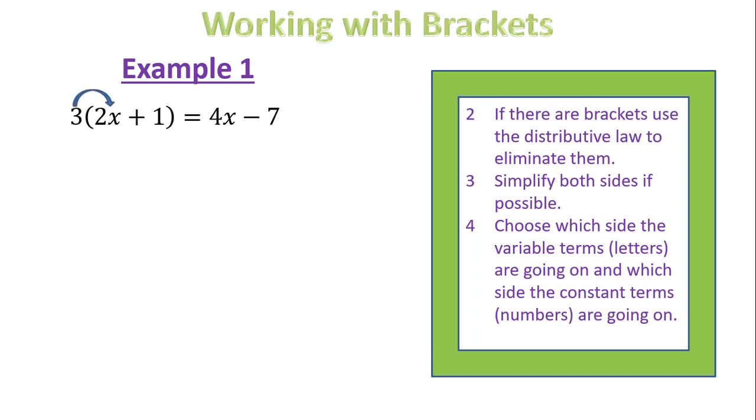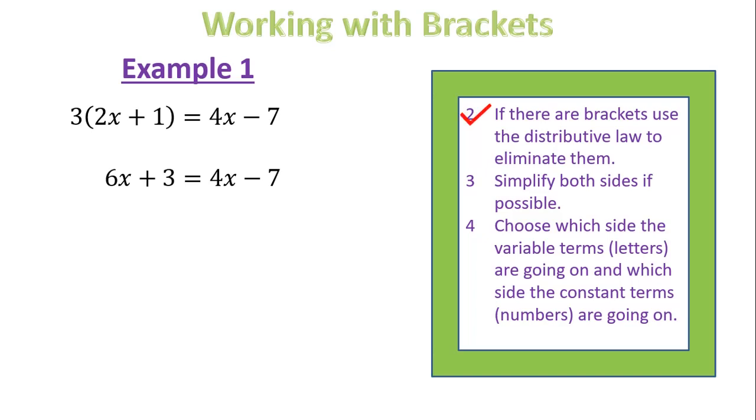So 3 times 2x and then your 3 times plus 1. So your first one, 3 times 2x. 3 times 2 is 6, and then x. Now we move on. 3 times plus 1 is plus 3. And that equals 4x minus 7. There's no brackets there. Step 2, done.